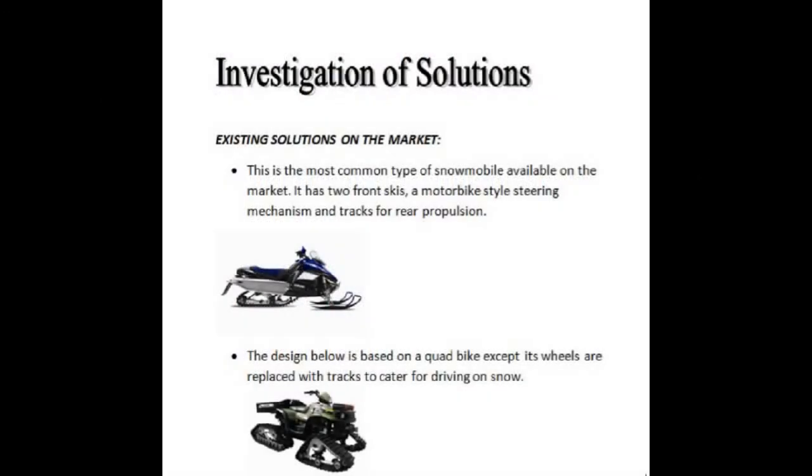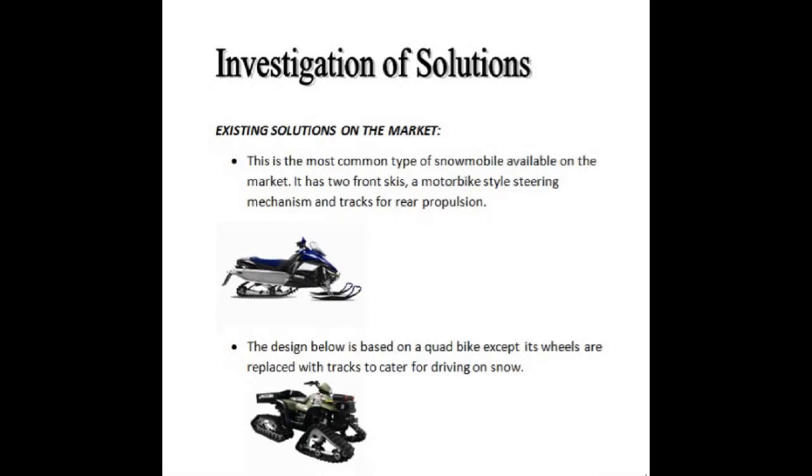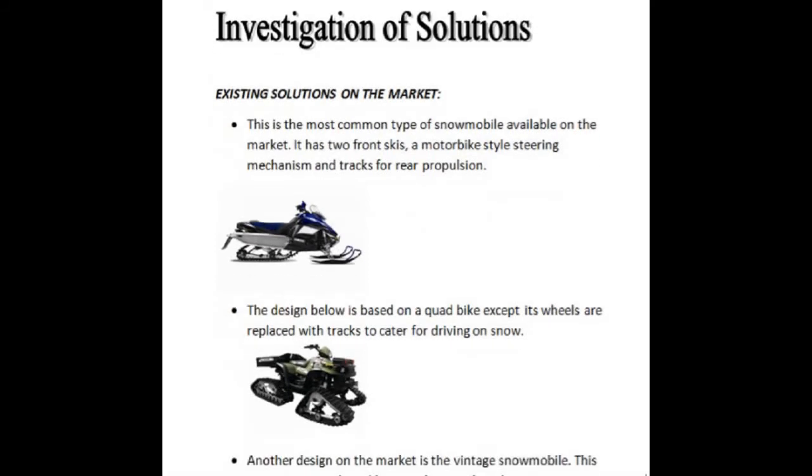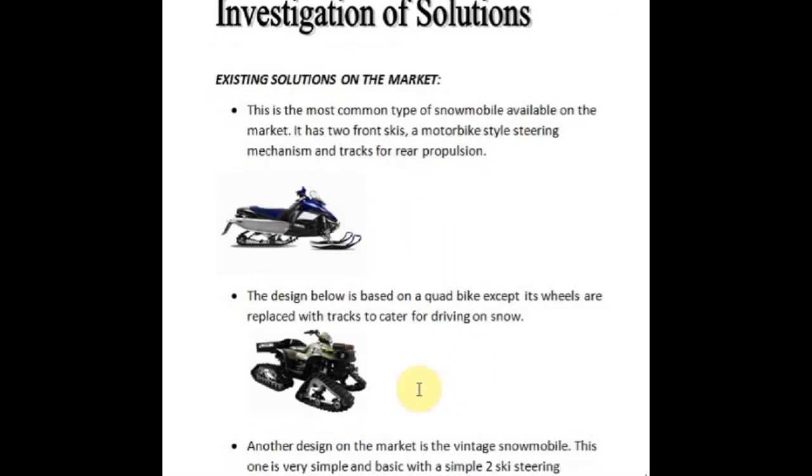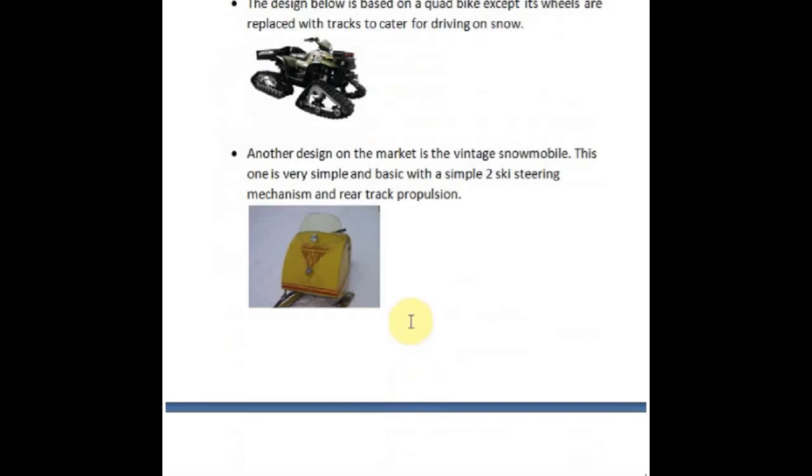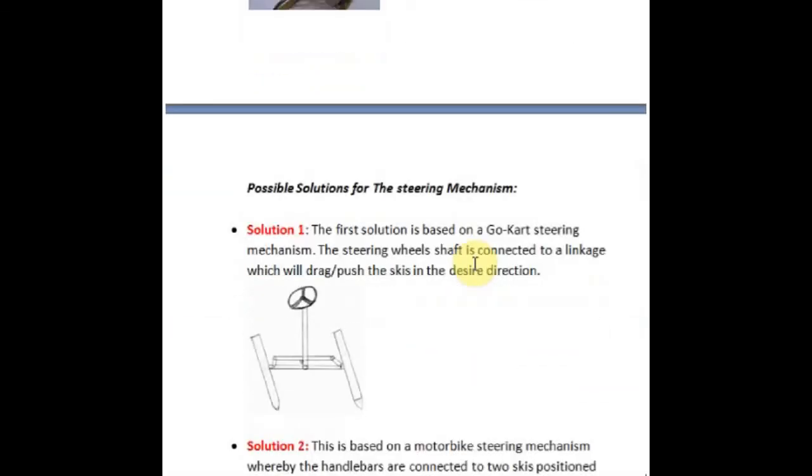Investigation of solutions. The first step here is to outline what solutions are existing on the market. The first one I found was the more common type, with tracks as a rear propulsion unit and two front skis. The second is based on a quad bike, with tracks replacing its wheels. And the third is the more vintage old design, which is very simple and has a rear propulsion unit as tracks and two front skis.